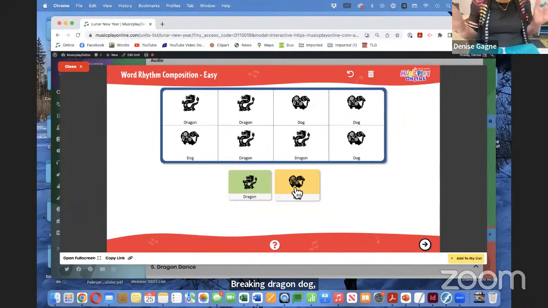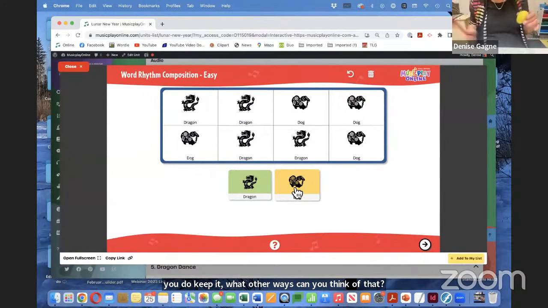Do you like it? If you do, keep it. What other ways can you think of that you could do this? Oh, well, I'm going to use a stick and a shaker. And I'm going to use the shaker for my dragons and the stick for my dogs. Let's try that. Ready, go. Dragon, dragon, dog, dog, dog, dragon, dragon, dog.